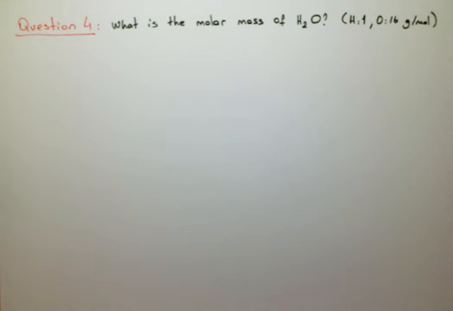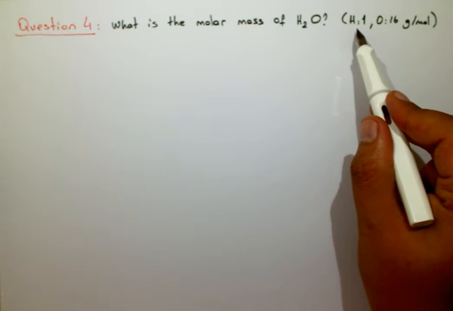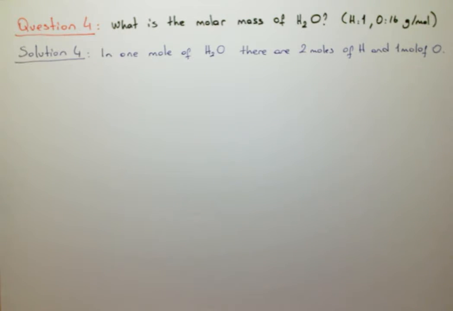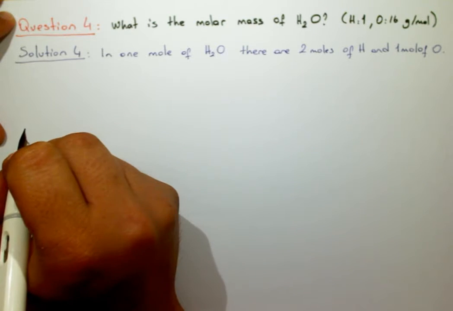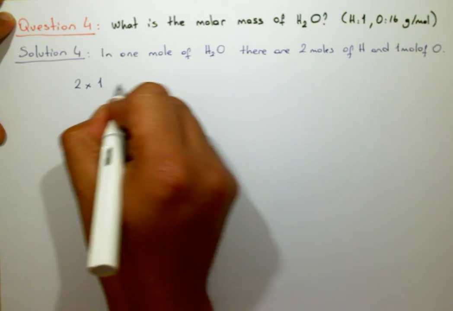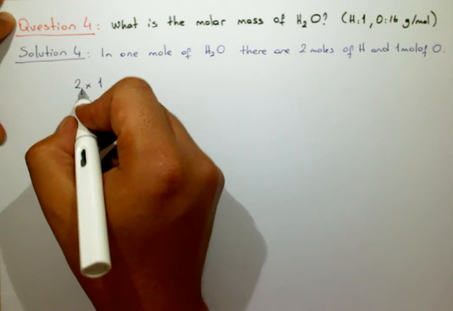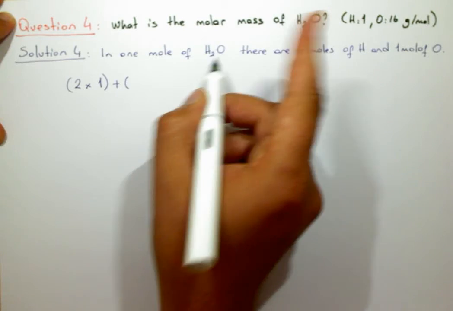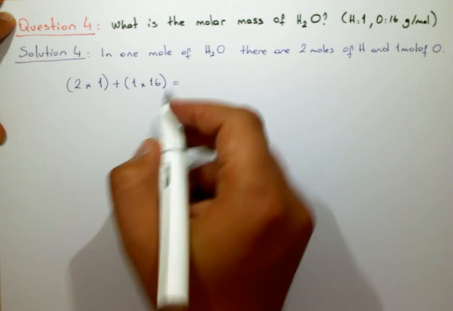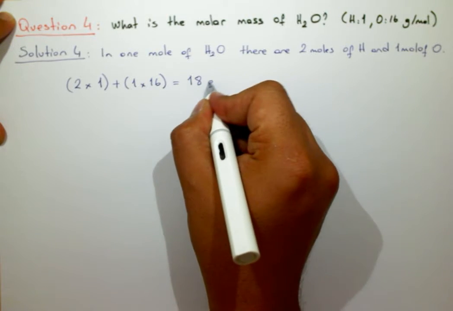Question 4. What is the molar mass of water? Here in the brackets, these are the atomic masses, molar masses of elements. So we will calculate them. In 1 mole of water there are 2 moles of hydrogen and 1 mole of oxygen atoms. So the molar mass of water includes 2 times 1, because hydrogen is 1 gram per mole, plus 1 oxygen, 1 times 16. If we calculate it, it's 2 plus 16, it is 18 grams per mole.